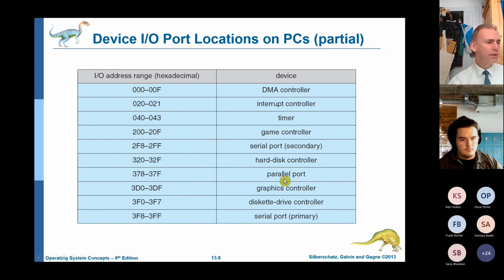So we have things like DMA controllers and interrupt controllers and game controllers, and you know, all those serial ports that you have in your system. And your diskette drive controller, because I'm sure that you all have that right next to your SSD. All of these controllers are mapped to an address range, and to interact with these, we simply send a message to that address.